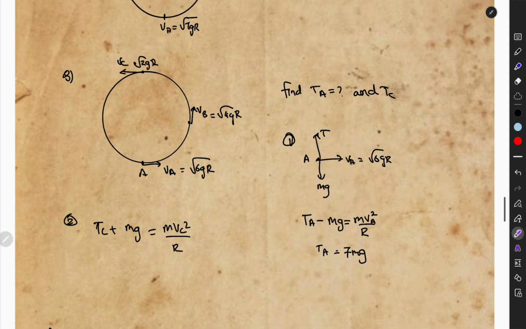if they ask to find the tension here, it's also simple, right? So basically you will have mg acting on this side and tension also acting on this side, okay, which makes you Tc plus mg equal to mvc square by r. If you don't understand this, please first study circular motion and then come to this video. That will be really helpful.